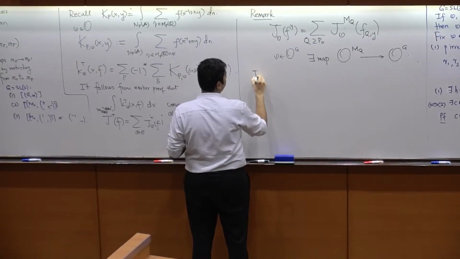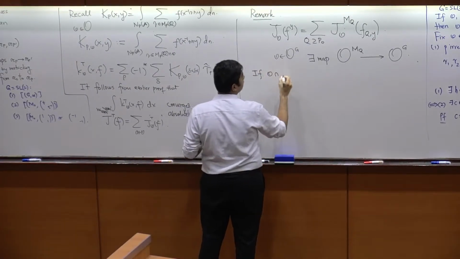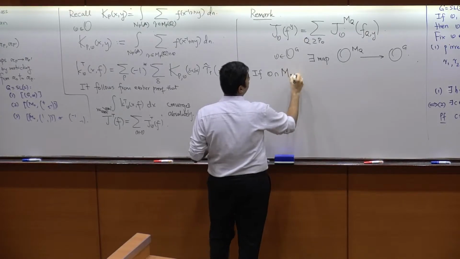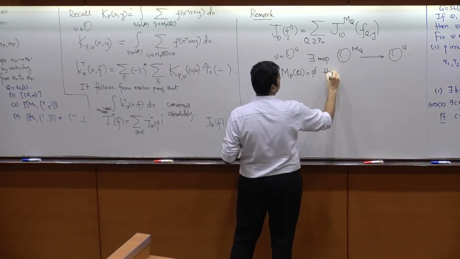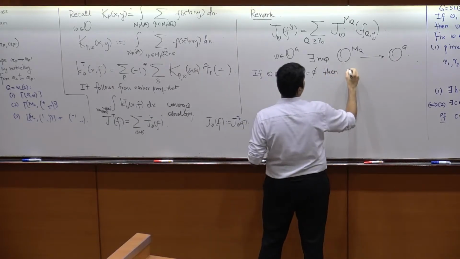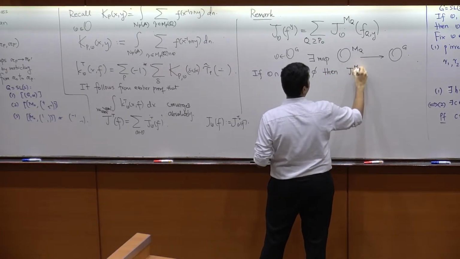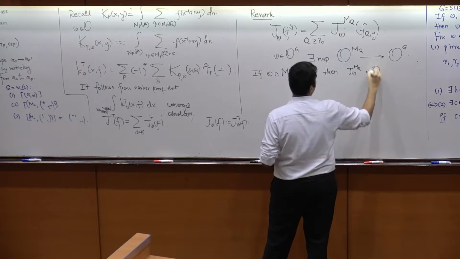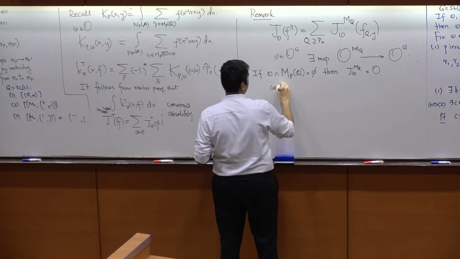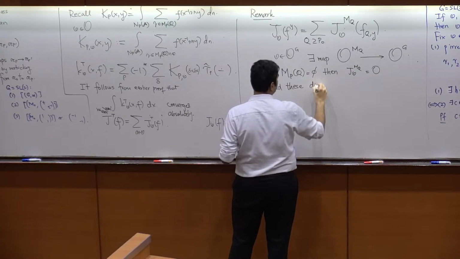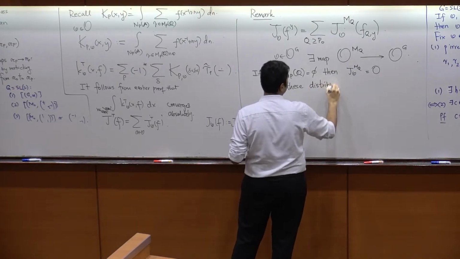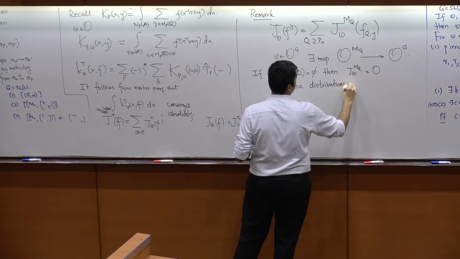So let me write what I just said. So if O intersect with MPQ is empty, then JO MQ is just 0, and these distributions are invariant.